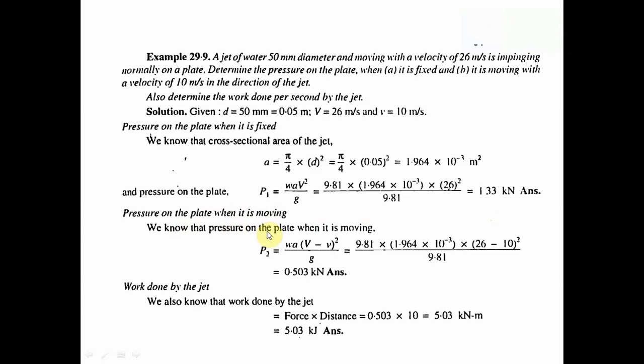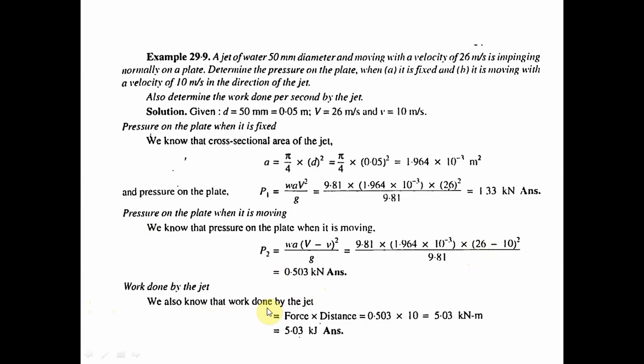So we also know that pressure on the plate when it is moving is P2 is equal to W into A into capital V minus small v the whole square divided by G, that is equal to 9.81 into 1.964 into 10 raised to minus 3 into 26 minus 10 the whole square, that divided by 9.81. So that comes to about 0.503 kilonewtons. So lastly, work done by the jet.